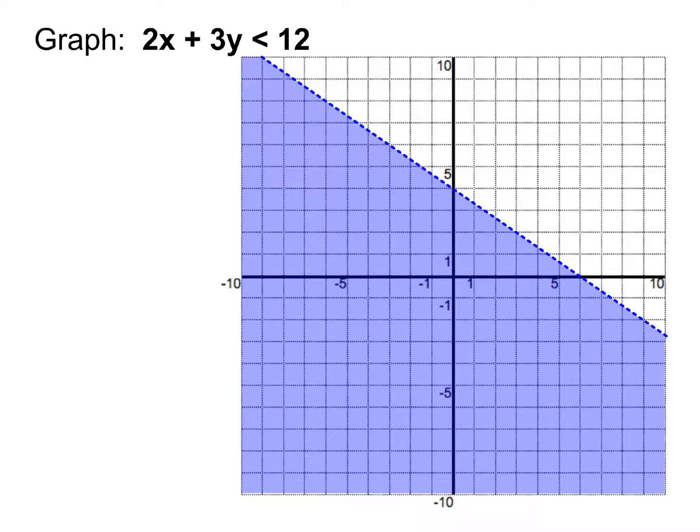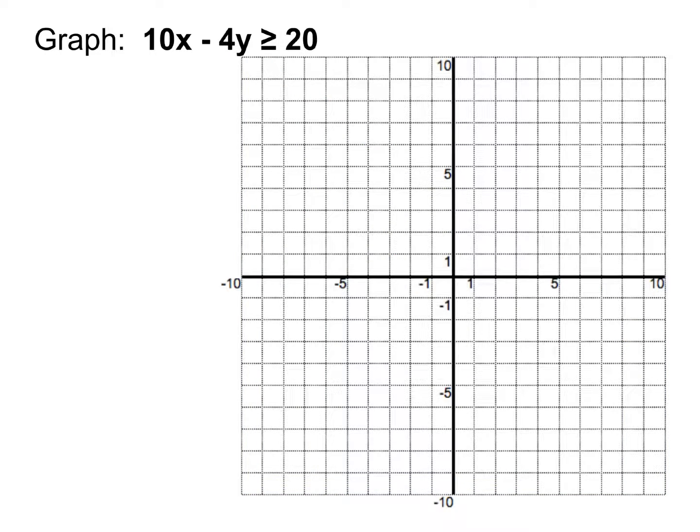Which not only lets you know why it's less than, but also reminds you, what does that shading really mean? That shading represents every single possible XY combination that works. Every possible XY combination that will actually be less than 12. Now with that in mind, we're going to do one last one together. Go ahead and take it up through drawing the line, but wait to shade, please.